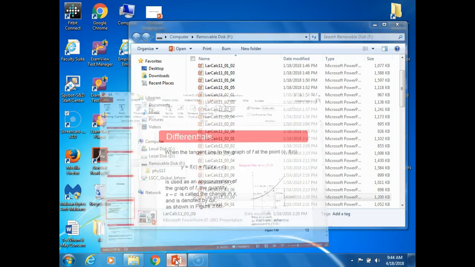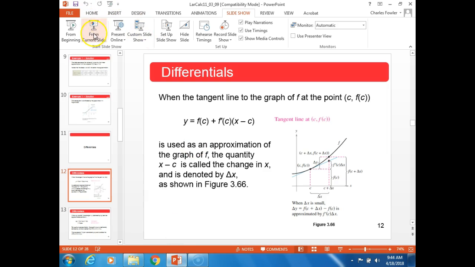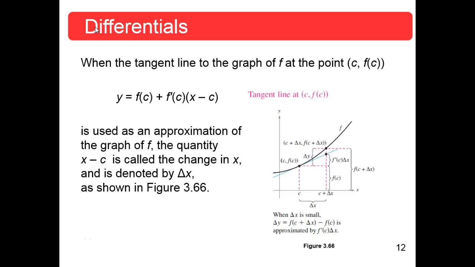Now get PowerPoint open again from current slide. Okay. Comment is here. All right, good deal. All right, say it again.